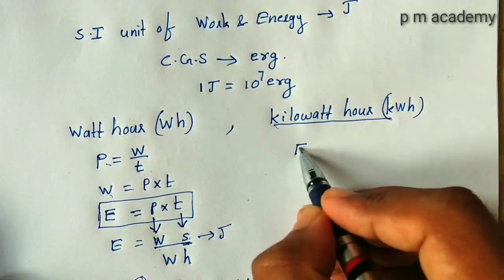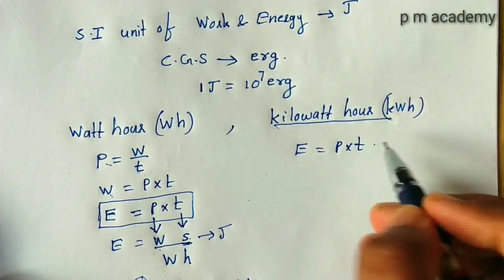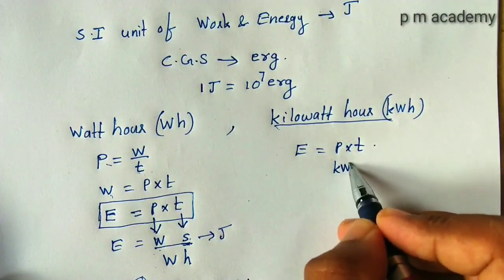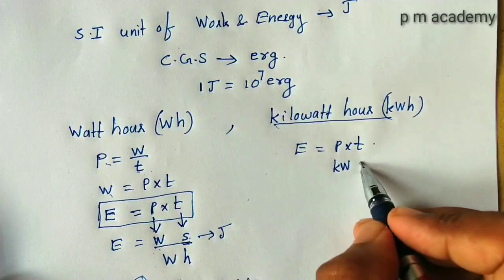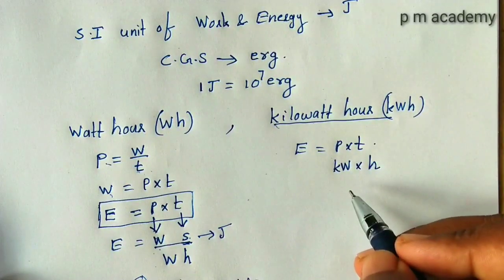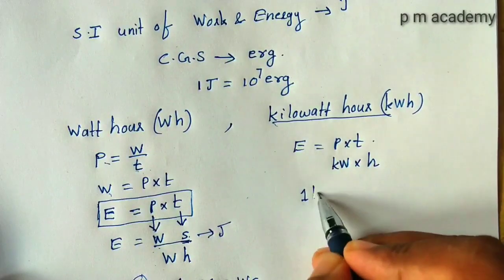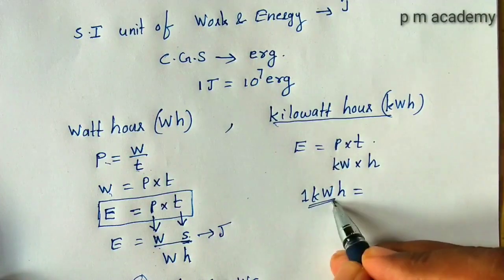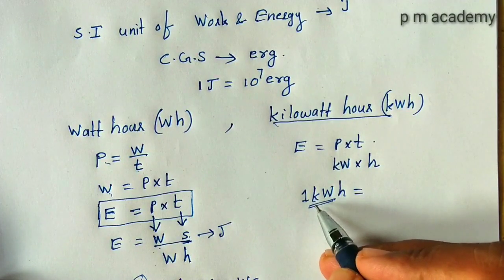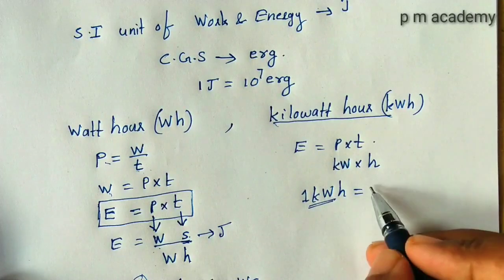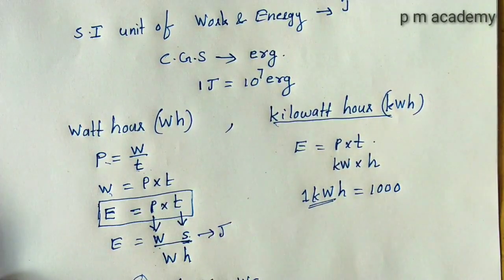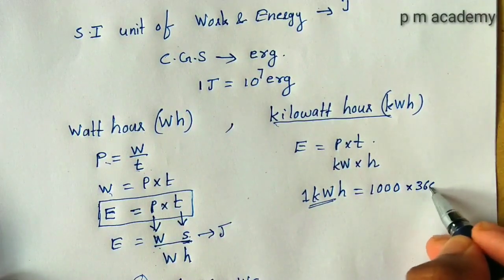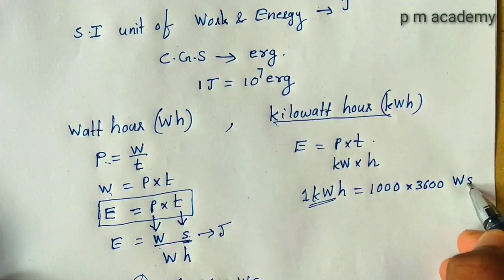Then, in the case of kilowatt hour, the same formula you can write. E is equal to P into T. In the case of kilowatt hour, power is written in kilowatt and time is written in hour. That is, 1 kilowatt hour is equal to: convert kilowatt to watt. Kilo means 1000, so you have to multiply with 1000. To convert hour to second, you have to multiply with 3600. Then it becomes watt seconds.